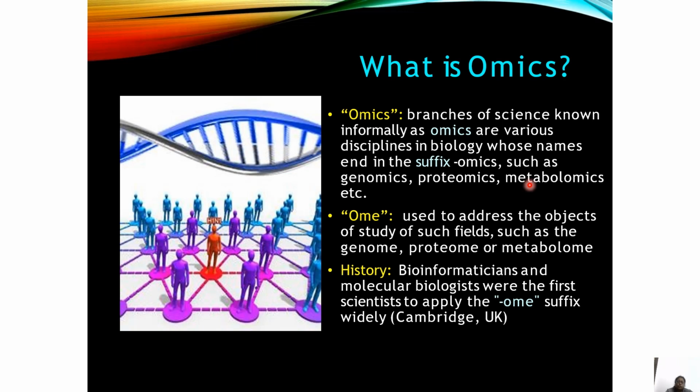So what is omics? Omics is basically branches of science known informally as omics. Various disciplines in biology whose names end with the suffix omics, such as proteomics, metabolomics, genomics, lipidomics, all of this. So OM is used to address the objects of study of such fields such as the genome, proteome, and metabolome. And so bioinformaticians and molecular biologists were the first scientists to apply the OM suffix widely. Right?